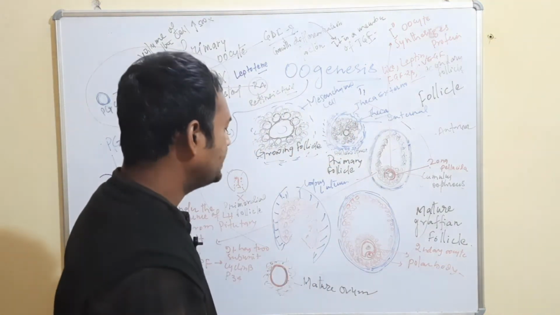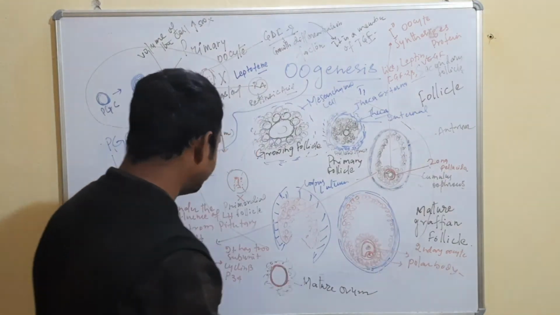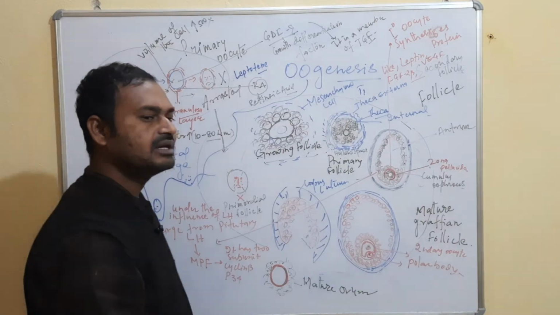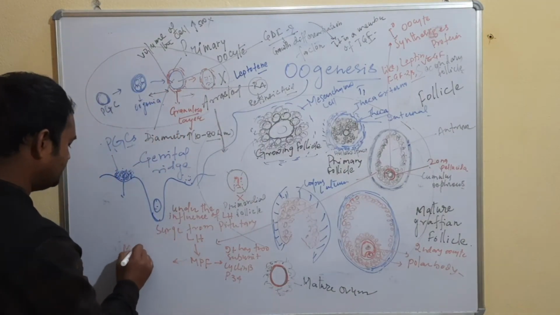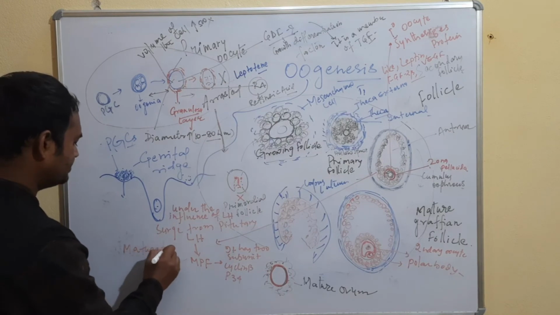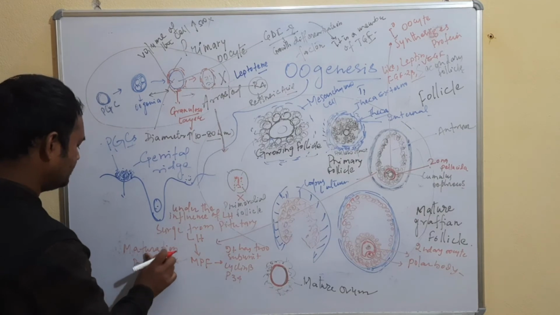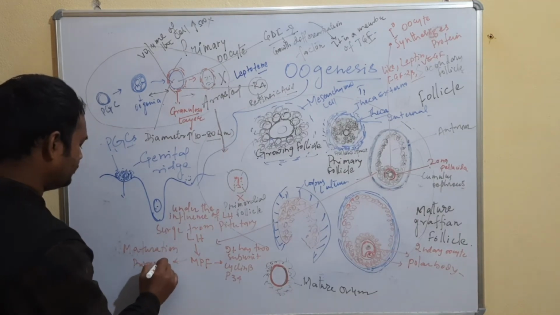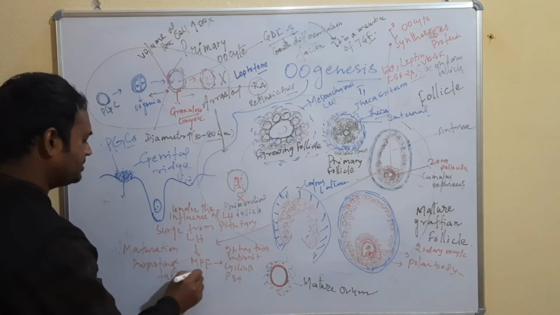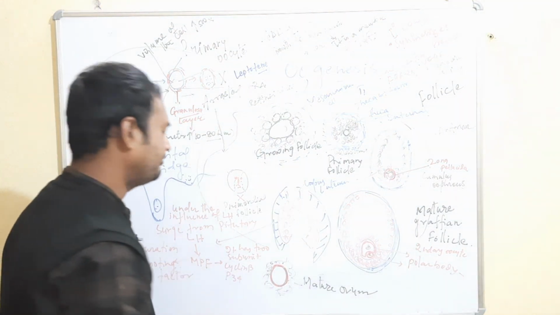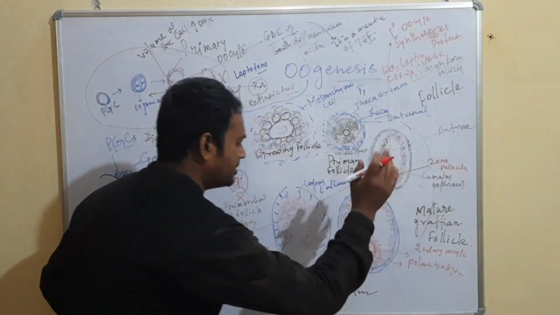Now, under the influence of MPK protein, MPK is maturation promoting factor, or it is also called mitotic promoting factor. So the first meiotic division is completed over here.